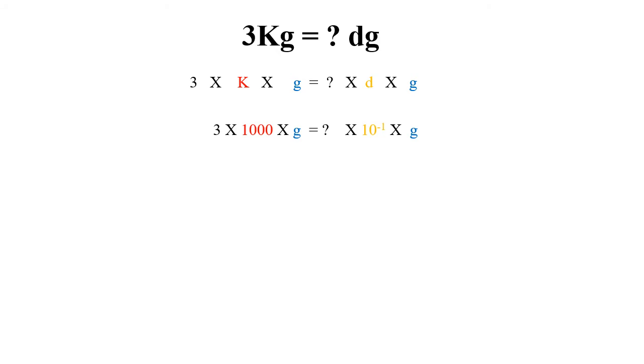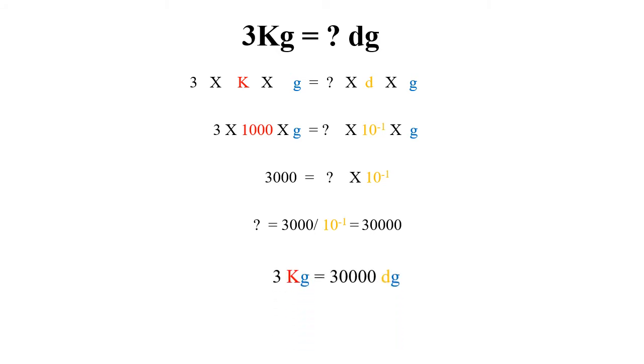So we have 3000 on the left hand side and we have 10 to the power minus 1 on the right hand side multiplied by a number. So now it's very easy and you can see what that number would be: if you multiply by 10 to the power minus 1 equal to 3000, that's 3000 over 10 to the power minus 1, that is 30,000, and the problem is solved. So the answer is 30,000. 3 kilograms equal to 30,000 decigrams.